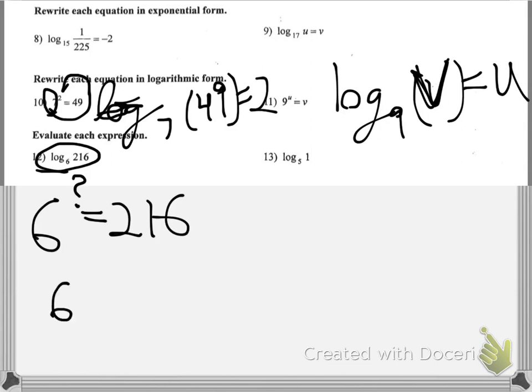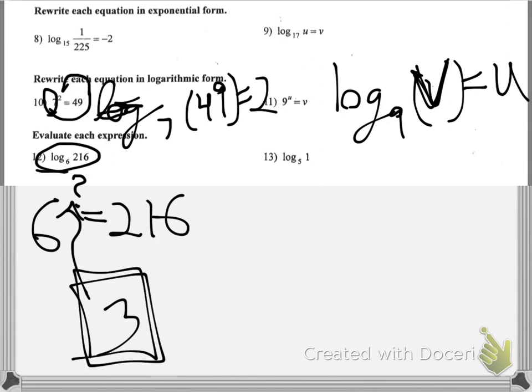And that's just a matter of guessing. We have 6 times 6 is 36. Times another one is 216. Looks like it took 3 of them. So then all we end up saying is just, I guess it's just 3. And that's the power we'll need. So that power we would need is a 3. So then when we evaluate the logarithm, that's all it means. This whole thing just equals 3.